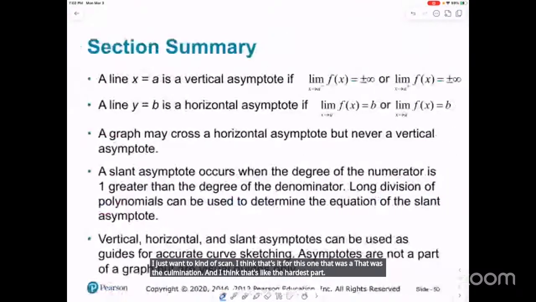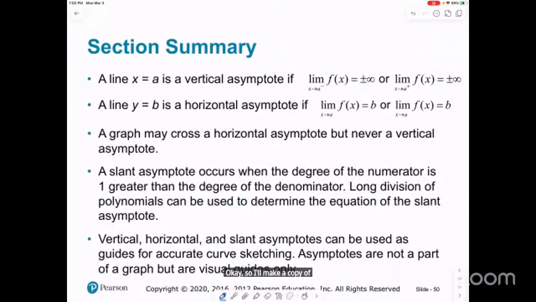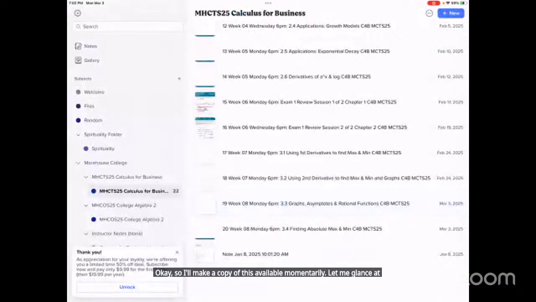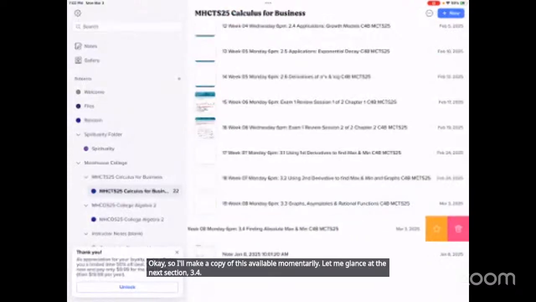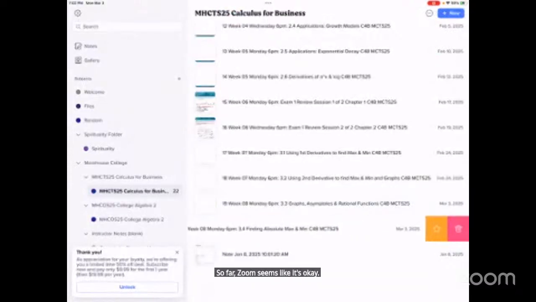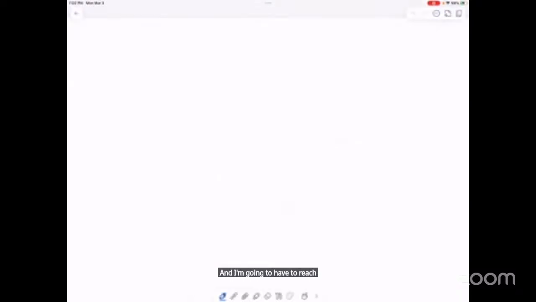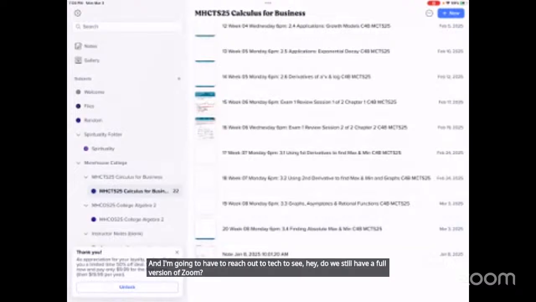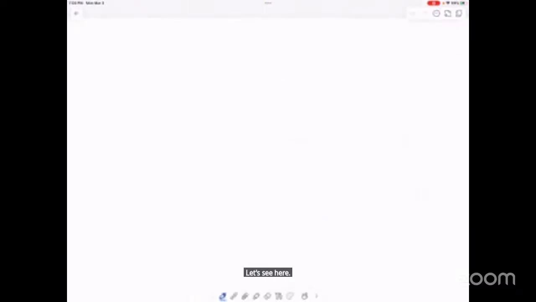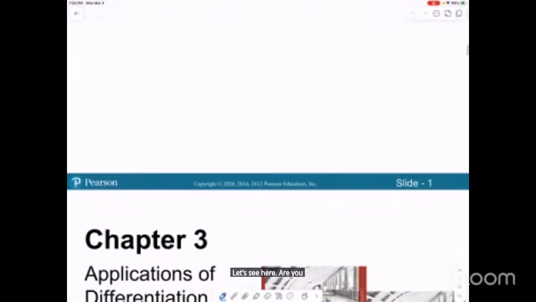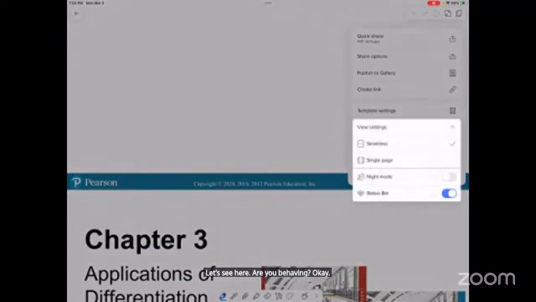Okay, so I'll make a copy of this available momentarily. Let me glance at the next section, 3.4. So far, Zoom seems like it's okay. I don't know why it booted us off. I'm going to have to reach out to tech to see, do we still have a full version of Zoom? Let's see here. Are you behaving? Okay. View as a single page.